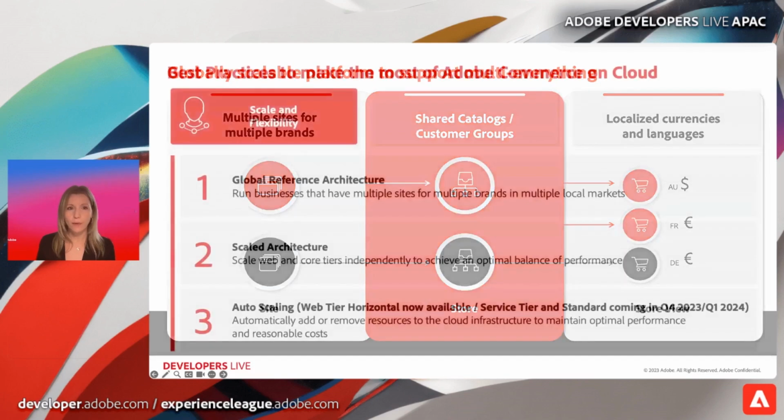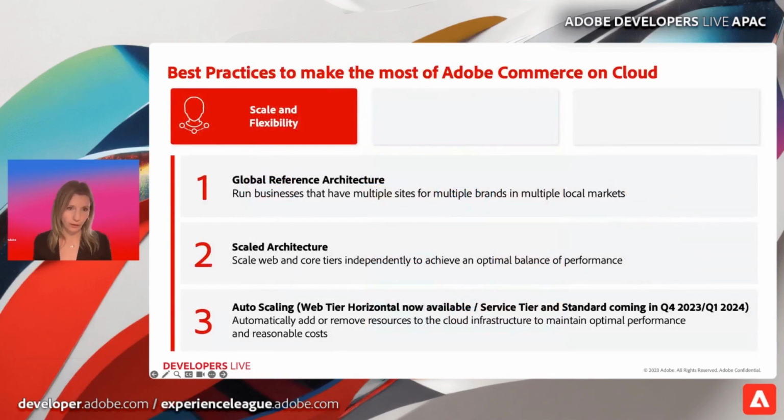Now, I want to move to some best practices to make the most of Commerce on Cloud. And the first around scale and flexibility, the first thing I want to mention is the potential of leveraging the global reference architecture. I mentioned the scenario in which you start having multiple websites that share a number of features. Potentially, you launch your site in Australia and you want to launch in India now. However, imagining that you have distinct business rules for each market, or perhaps different market requirements. A good idea is then to switch to a GRA methodology.